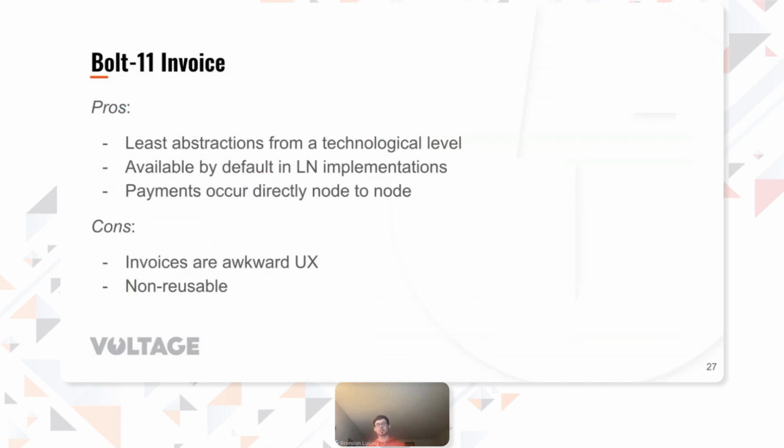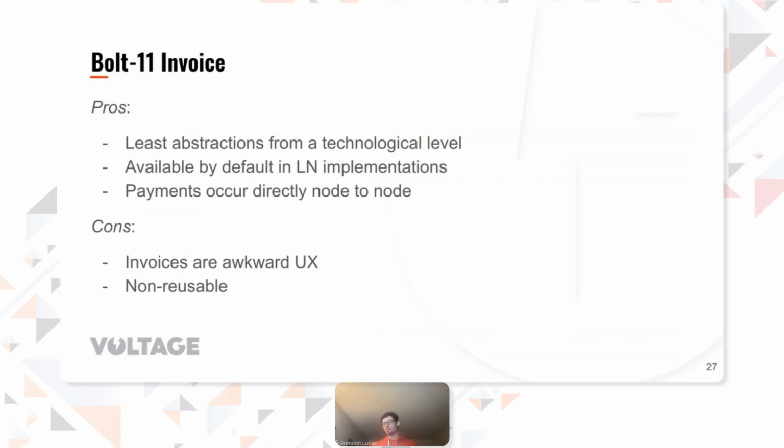Okay, so some pros and cons of the Bolt 11 invoice method of paying for things. This is really the least abstractions from a technological level, right? This is Lightning. This is how Lightning payments are made under the hood for almost everything today. So it's available by default because of that in pretty much every Lightning implementation, and payments occur directly node to node. So there's no outside third party, any of that going on at a fundamental level if you have a node and you're paying to someone else's node.